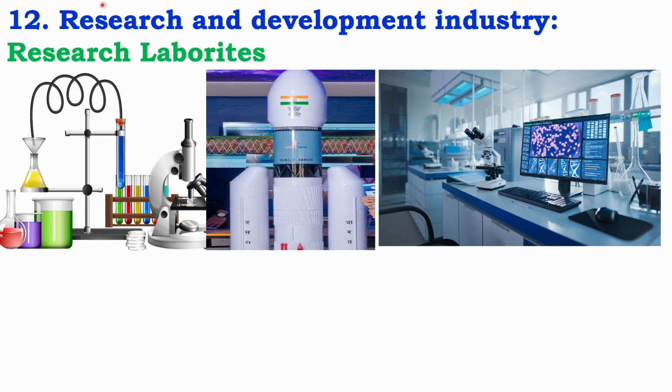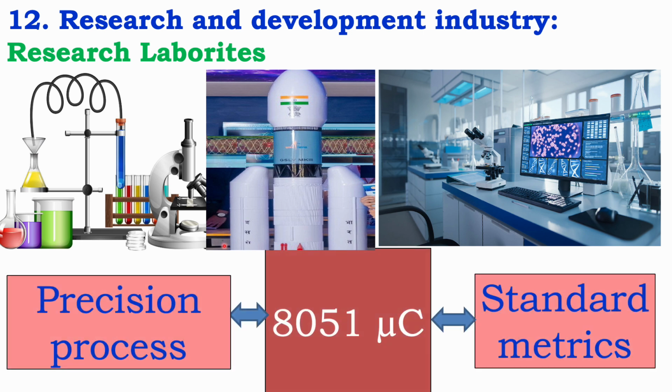The last one, research and development industry. In the research and development industry, the tolerance level and the precision of the outcome are very important, where this precision process is estimated by the 8051 microcontroller using pre-programmed commands. So the standard metrics will be compared with the precision process, and research laboratories produce a good outcome in the research and development industry.